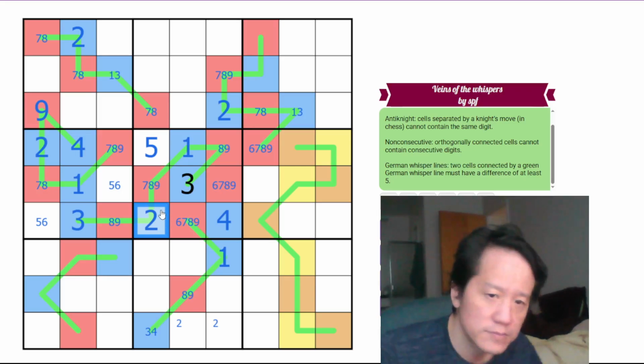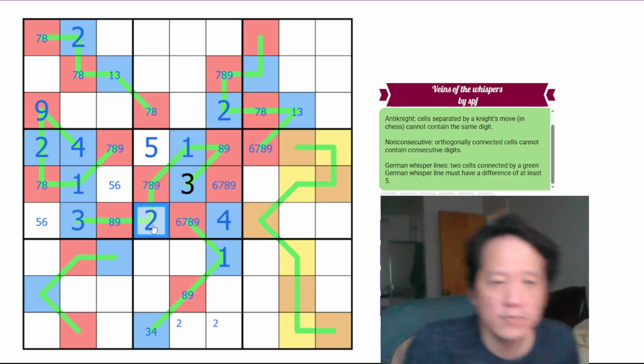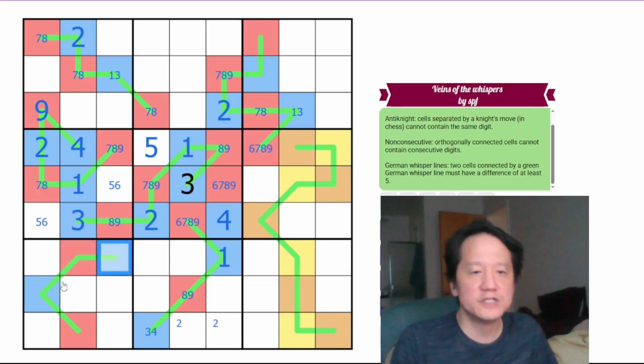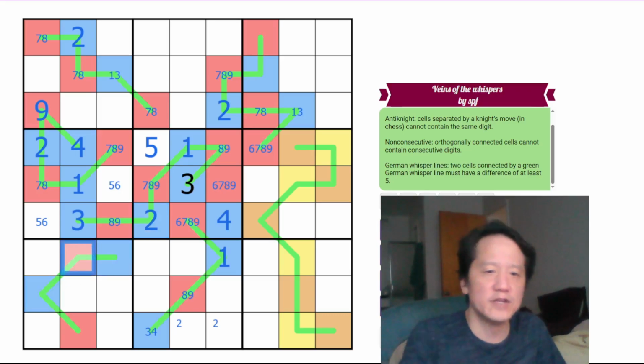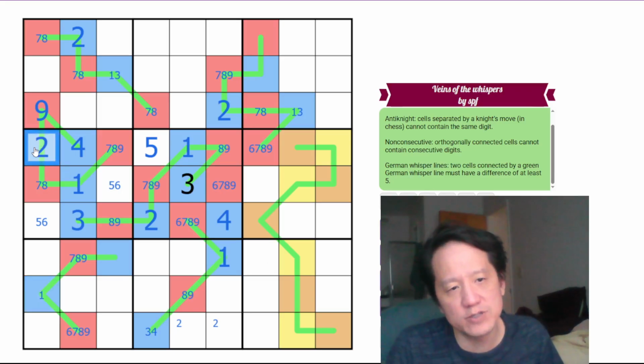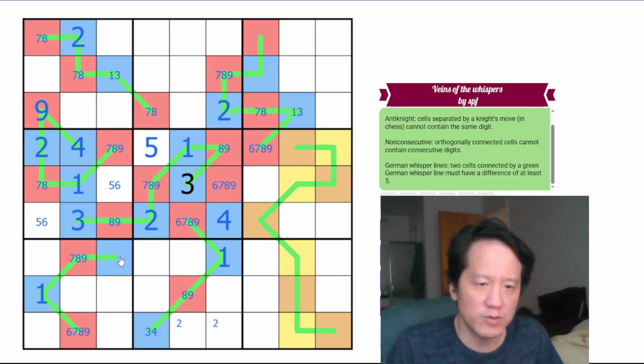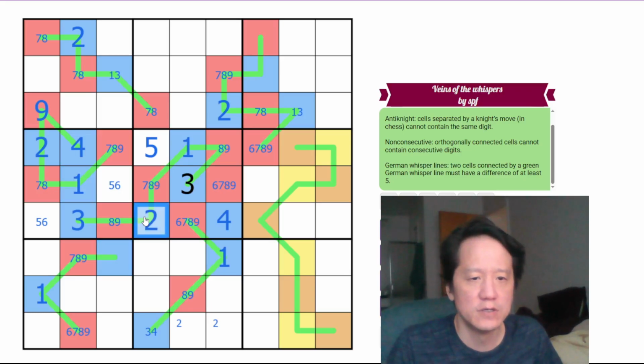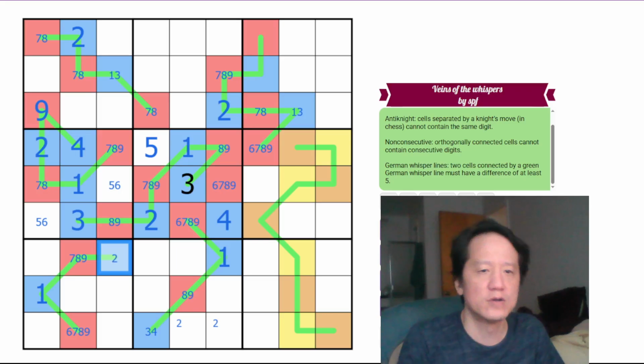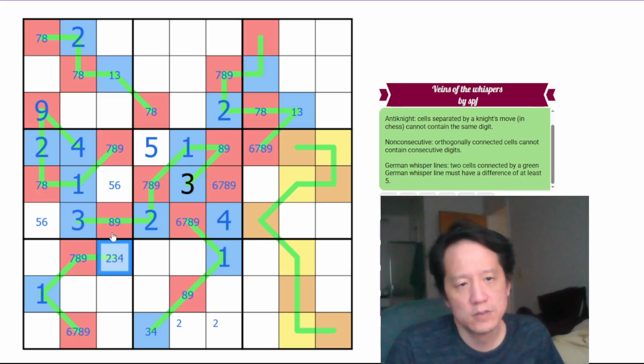Okay. This is between 2 unique digits on a German whisper line, so it's 7, 8, or 9 here. This is next to 1, so it's 6, 7, 8, 9. This is next to 2 unique digits on a German whisper line, so this is 1 or 3, but it can't be 2 because of the 2 in the column. Can't be 3 because of anti-knight, so this has to be 1. This can't be 1. It could be 2, 3, or 4 here. Okay.